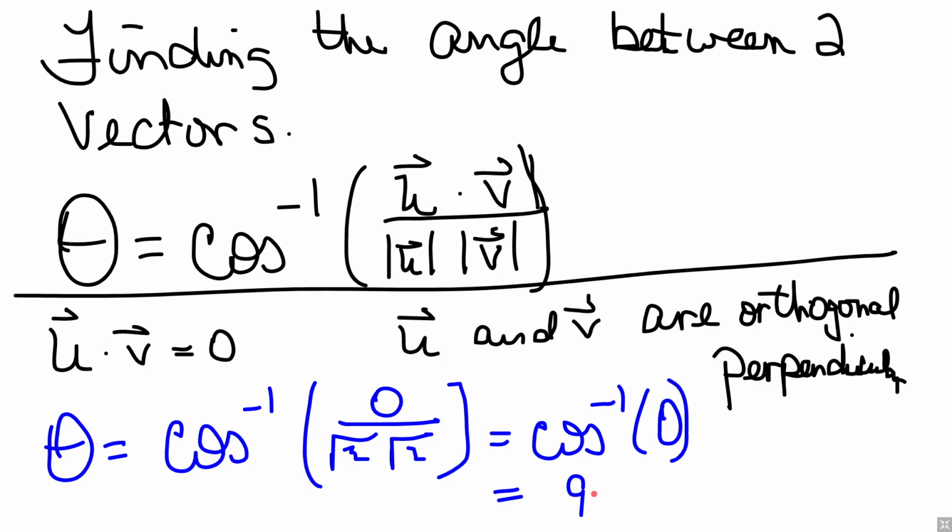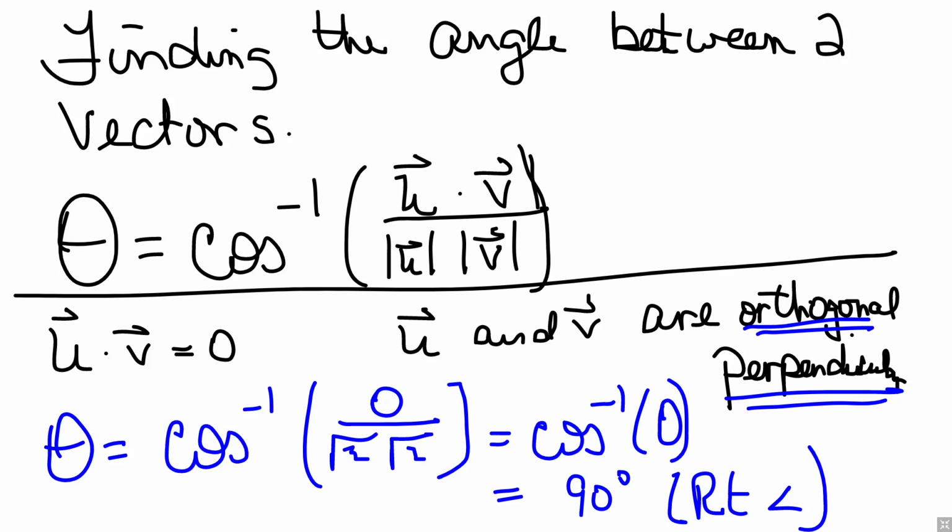At 90 degrees, which is a right angle. Okay, so that makes them perpendicular. Now, we use the word perpendicular when it's two dimensional. When it's beyond two dimensions, we use orthogonal. So that's why there are two different words. Any questions?